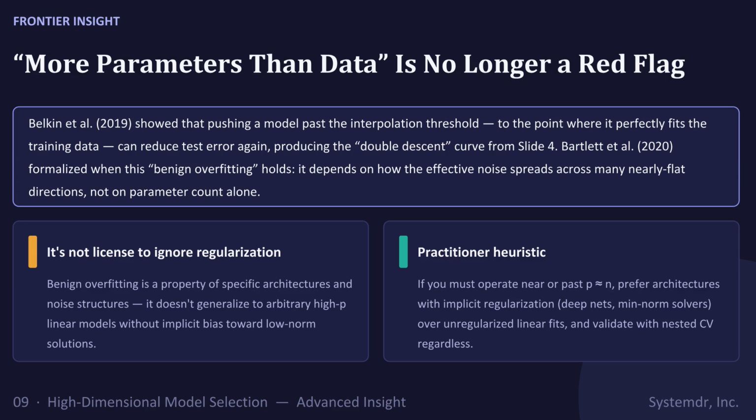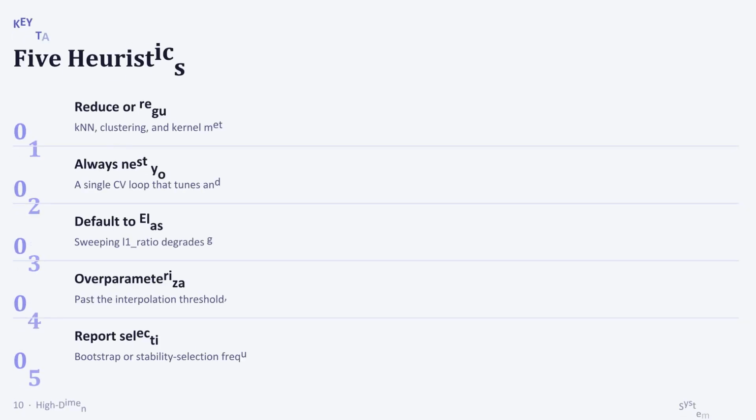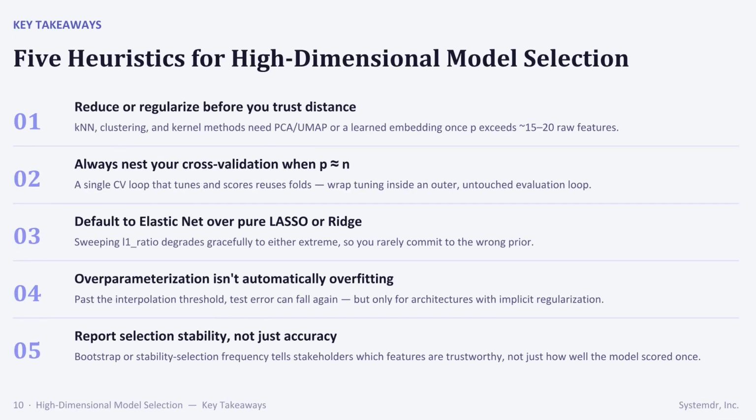If you must operate near or past the point where your feature count equals your sample count, prefer model families that carry implicit regularization, deep networks trained with stochastic gradient descent or minimum norm solvers over raw, unregularized linear fits. And regardless of which regime you believe you're operating in, validate with the nested cross-validation strategy from slide 5, every time. Let's consolidate everything into 5 heuristics you can carry directly into your next high-dimensional project.